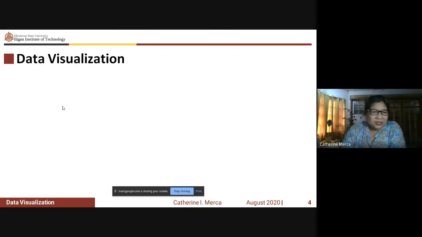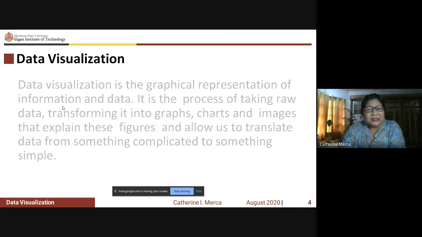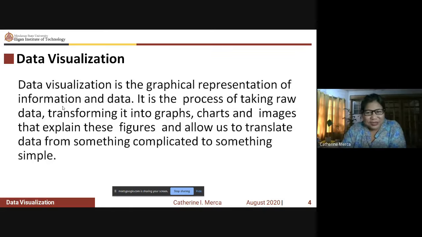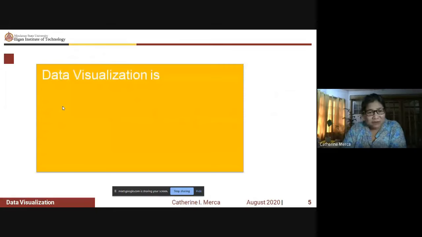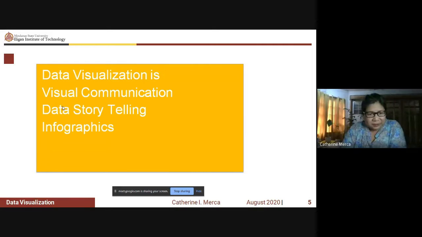Then, what is data visualization? So, data visualization is the graphical representation. So, yung isasabit niyo tonight, it does not have any graphical representation. So, data visualization is a graphical representation of information and data. It is the process of taking raw data, transforming it into graphs, charts, and images that explain these figures and allow us to translate data from something complicated to something simple. So what is data visualization? It is visual communication, data storytelling, infographics.